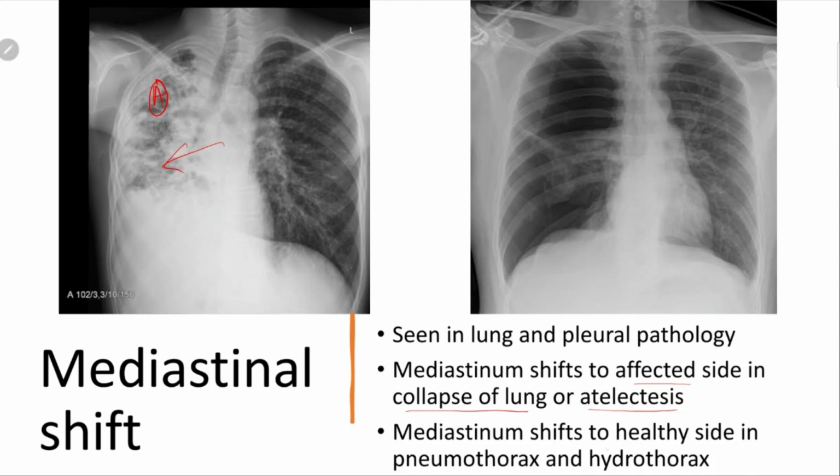Next, the mediastinum shifts to the healthy side in pneumothorax or hydrothorax. So here this is your healthy side, and here the pneumothorax, this is tension pneumothorax whose chest radiograph shows shifting of the radiolucency in this side, in the healthy side. Mediastinal shift to the healthy side. Now the mediastinal shift indicates lung pathology. This mediastinal shift can be detected by palpating the trachea in the suprasternal notch.